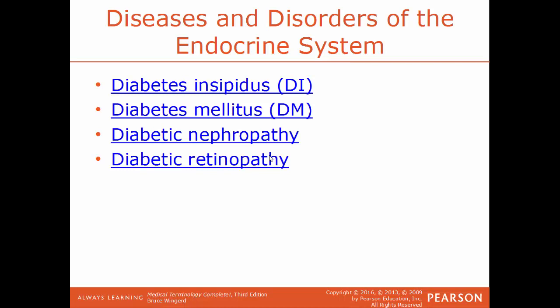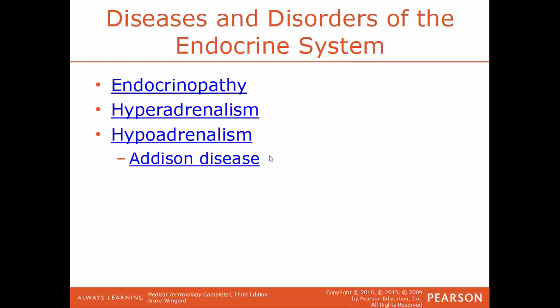And that's related to our next term, diabetic retinopathy. This is a complication of having diabetes that damages the retina of the eyes. And again, the underlying cause is having diabetes first. See our next term, endocrinopathy. This is a general term that applies to a disease of an endocrine gland.